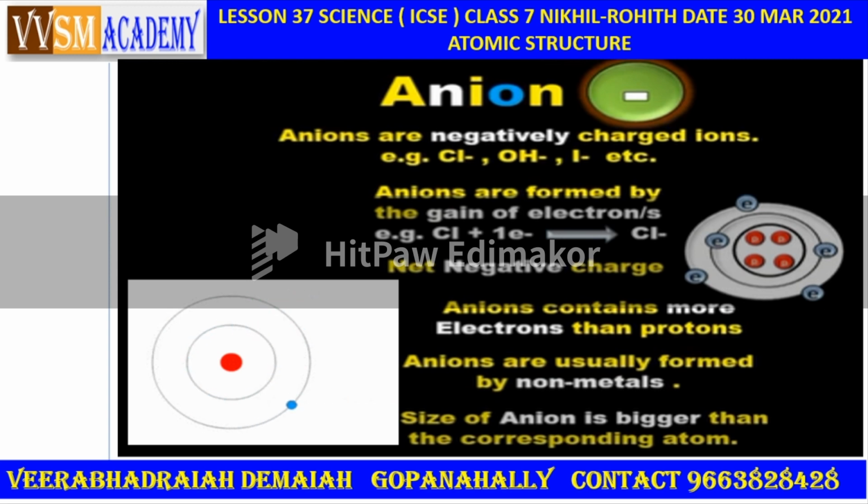Example, chlorine, if it accepts an electron. Chlorine's atomic number is 17. You write the electronic configuration 1s2, 2s2, 2p6 and so on. With a net negative charge, anions contain more electrons than protons. Anions are usually formed by non-metals like chlorine, bromine, iodine, which are called halogens. The size of the anion is bigger than the corresponding atom because it accepts electrons. Generally, it increases the size of the anion, which is a negatively charged ion.